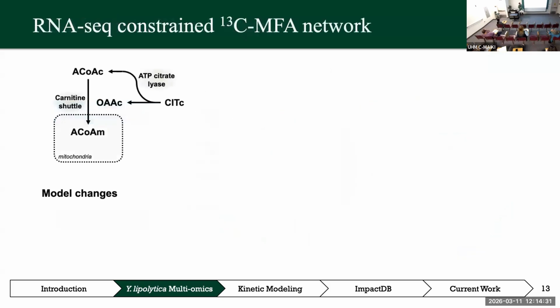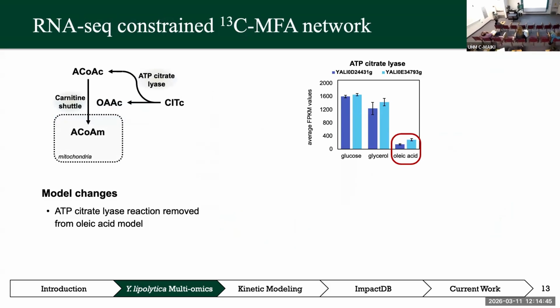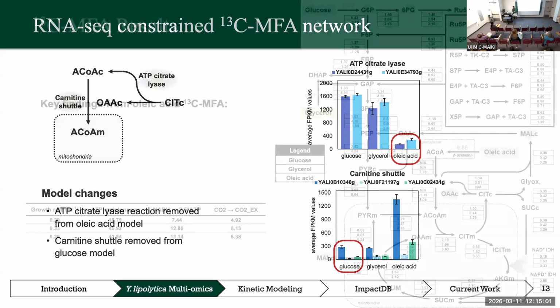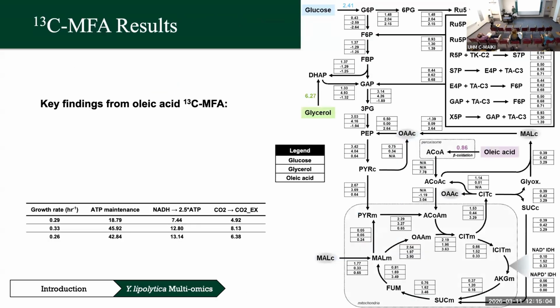But to do that, we need to have a well-defined metabolic network. So we wanted to remove a couple of reactions in order to have the math work better. We relied on the transcript data. For the carnitine shuttle and ATP citrate lyase, for ATP citrate lyase and oleic acid, there were very low transcripts, so we said, okay, it's probably not active, and we removed that reaction. And same with the carnitine shuttle for glucose. So we removed that reaction. And then this is the result.